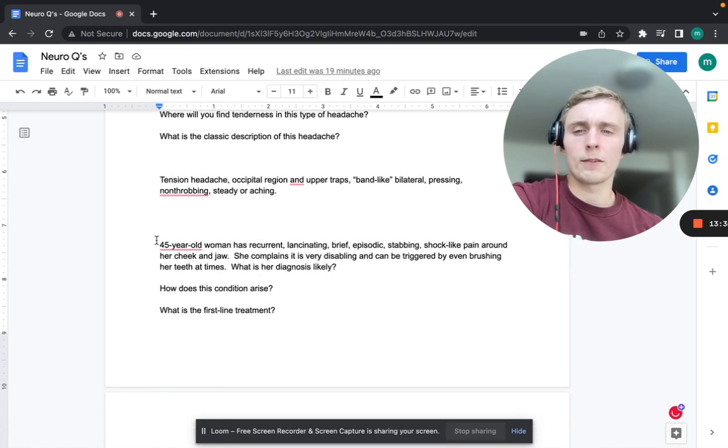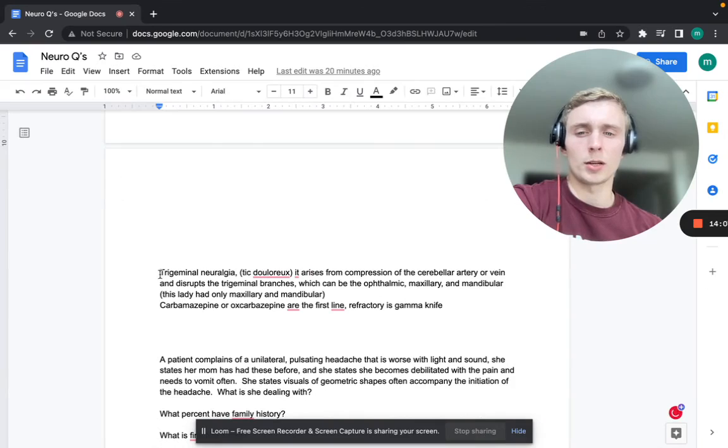Okay, next one. A 45-year-old woman has had recurrent, lancinating, brief episodic, stabbing, shock-like pain around her cheek and jaw. She complains it is very disabling and can be triggered by even brushing her teeth at times. What is her diagnosis? How does this condition arise? And what is the first-line treatment for this condition? So how does it arise? What's the etiology? And what is the first-line treatment?